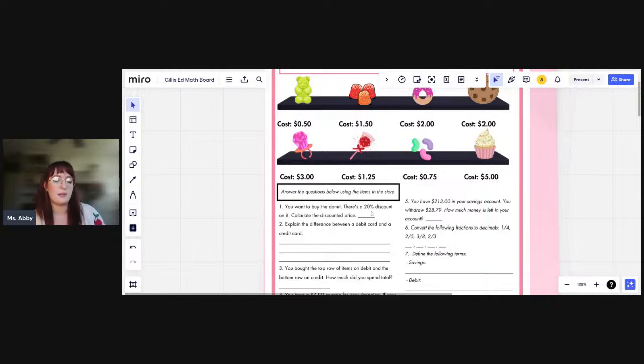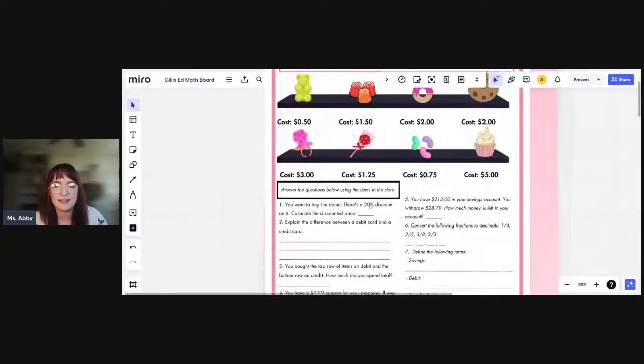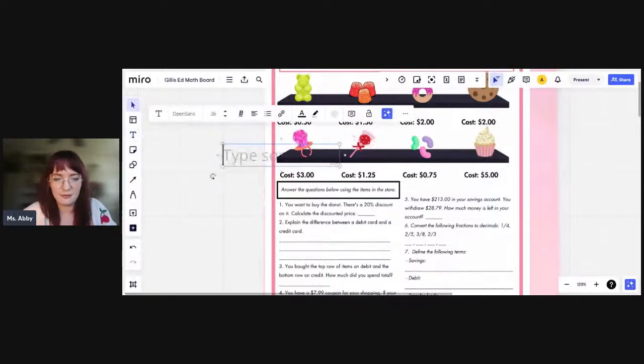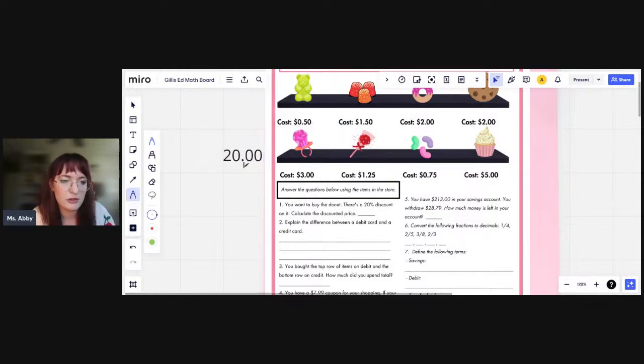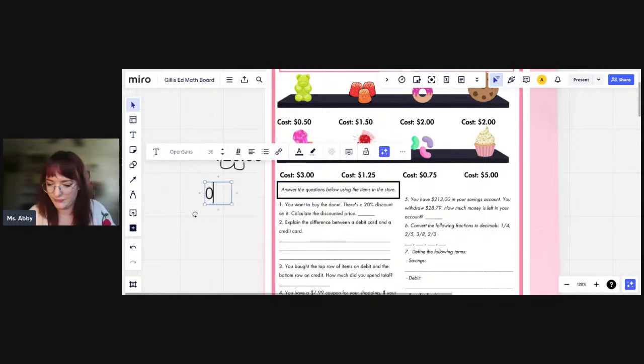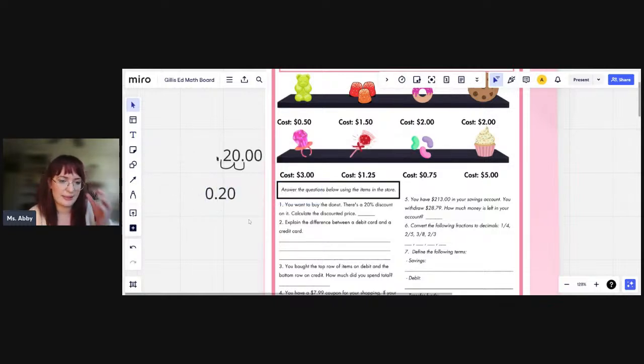The other way that we can do this is just by moving the decimal point in 20% over 2 to the left. So if I have, for example, 20%, which is 20.00, what I would do then is move the decimal point over 2 to the left. So I would go 2 to the left and get 0.20 as my decimal.